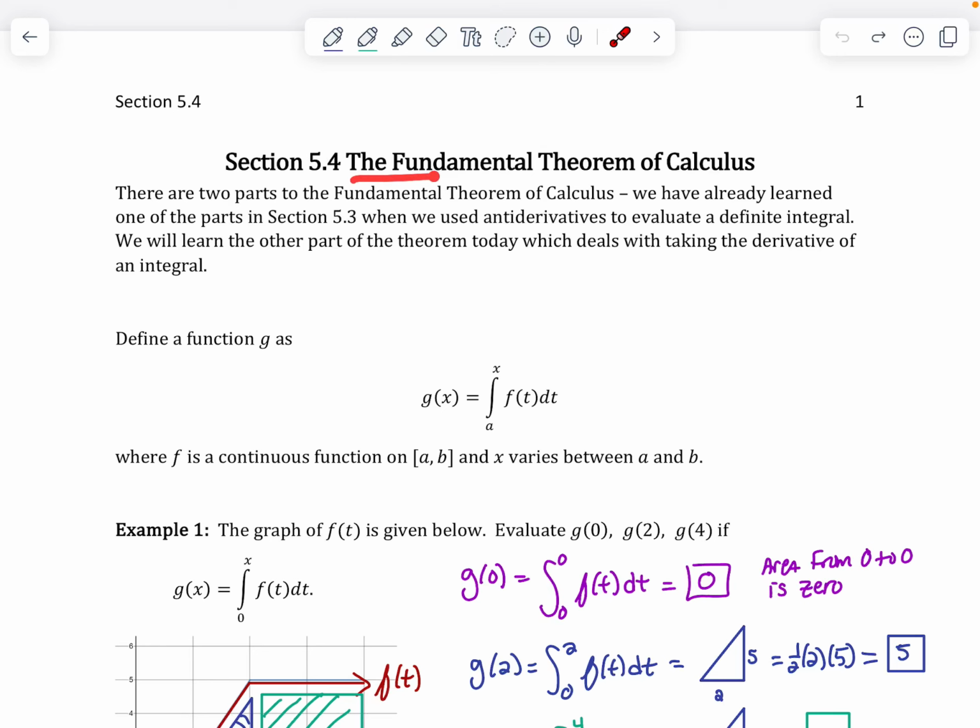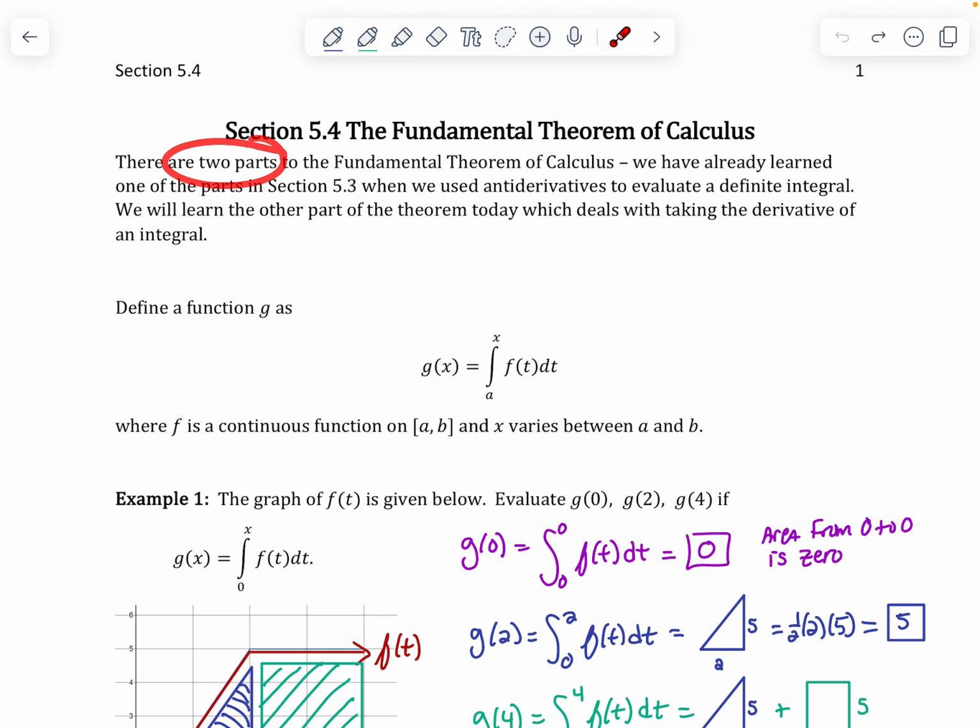Section 5.4, the Fundamental Theorem of Calculus, page 1. It turns out there are actually two parts to the Fundamental Theorem of Calculus. We've already discussed the first part in section 5.3, where we were using antiderivatives to evaluate a definite integral from a to b. Now we're going to learn the other part of the Fundamental Theorem of Calculus.